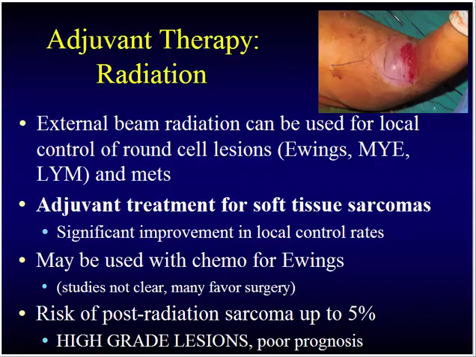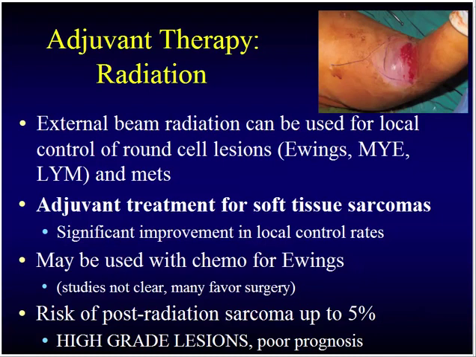Okay, external beam radiation we use for local control of round cell lesions like Ewing's, myeloma, lymphoma, and Mets. We use it frequently for adjuvant treatment in soft tissue sarcomas. It improves local control rates. It may be used with chemotherapy in Ewing's, but most of us favor chemotherapy and surgery. So this is the American Academy of Orthopaedic Surgeons. So on your boards, if you're asked how do you treat that Ewing's, it's chemo and surgery, not chemo and radiation. All right? We'll talk about that when we go to Ewing's. But remember, in general, we like to do surgery and chemo. And remember that there's also a risk of post-radiation sarcoma.